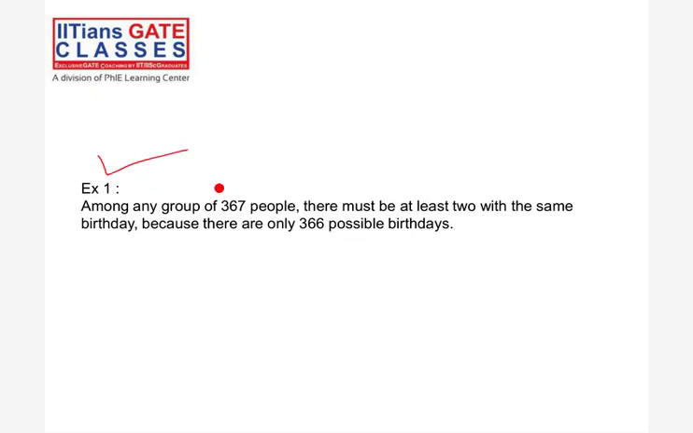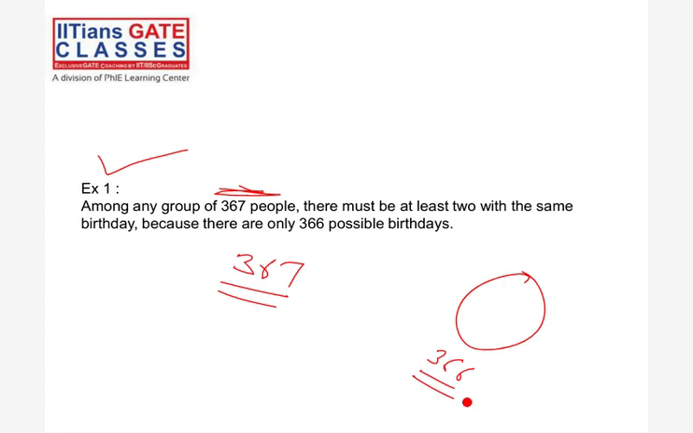Among any group of 367 people, there must be at least two with the same birth date. So what it is saying is, if I have 367 people, then at least 2 of them must have the same birth date. Why? Because you know how many days there are in a year. Let's assume at maximum, when it is a leap year, there are 366 days. But how many people do we have? We have 367 people. So at least 2 persons must have the same birth date.